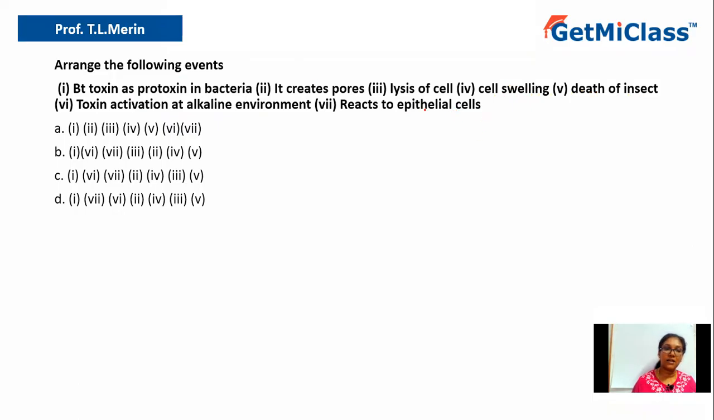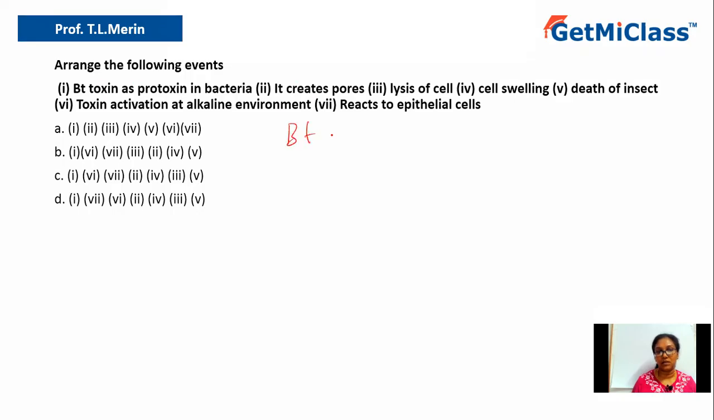Now, let us understand the question. It says, arrange the following events. So, what are these talking about? These various points are actually talking about how the Bt toxin has been produced and how it acts on the epithelial cells of the insect. So, let us first understand the working of Bt toxin.